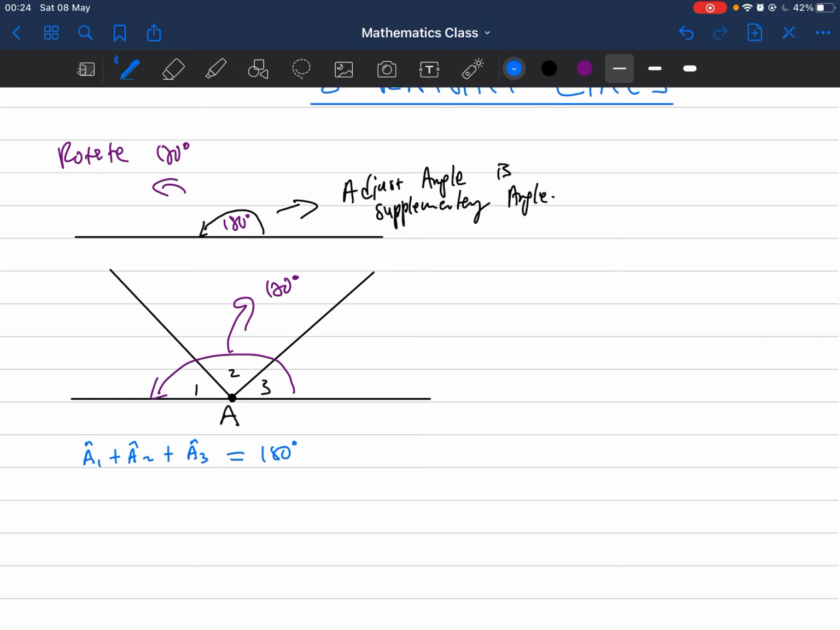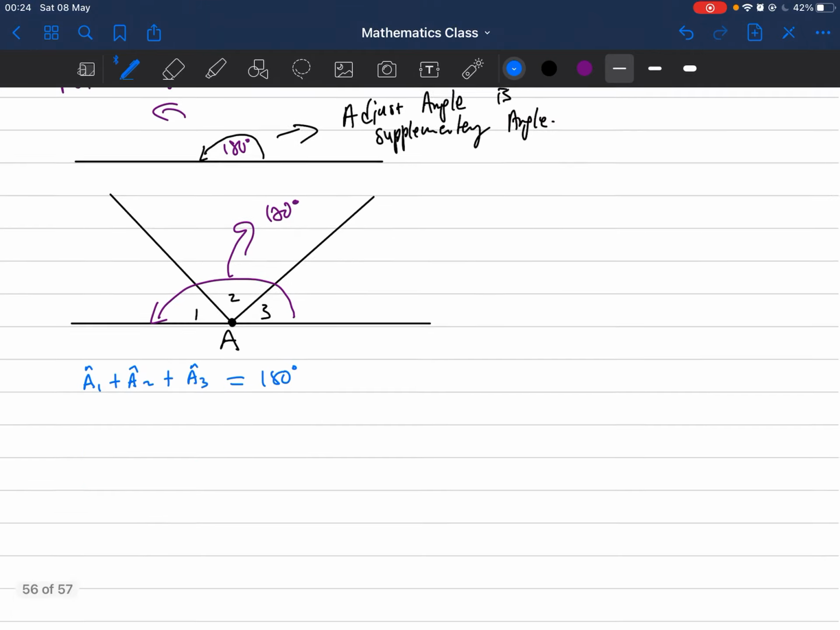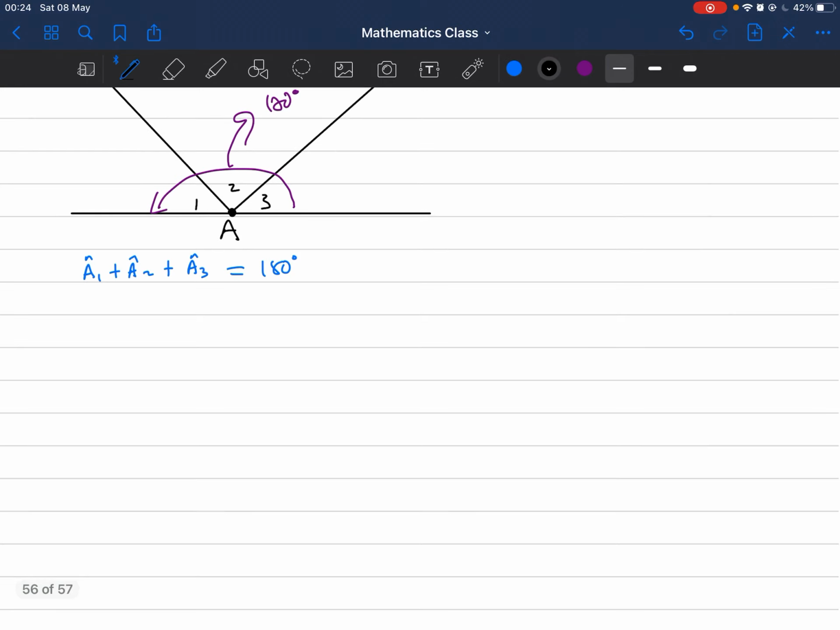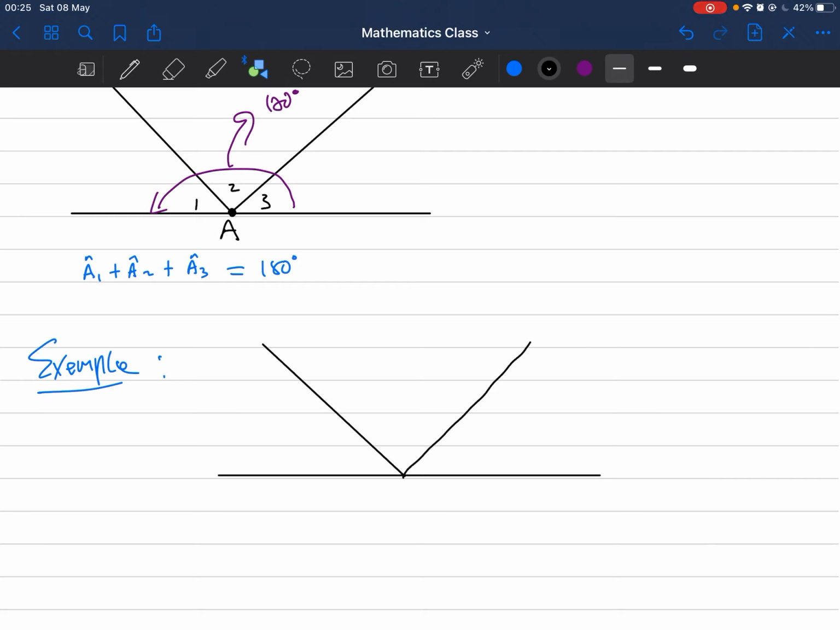So the sum of these angles will give you 180 degrees. If you see a straight line and you see something like this, then you know that the sum of those angles is 180 degrees. Let me give you an example. You might have a situation where you have a straight line like this, and what do we know?